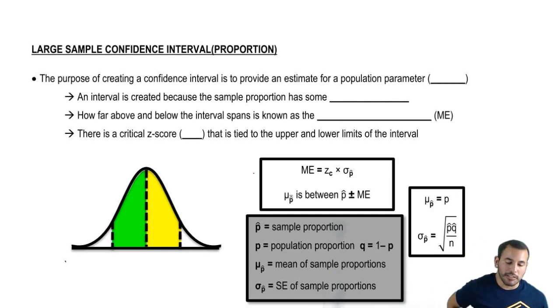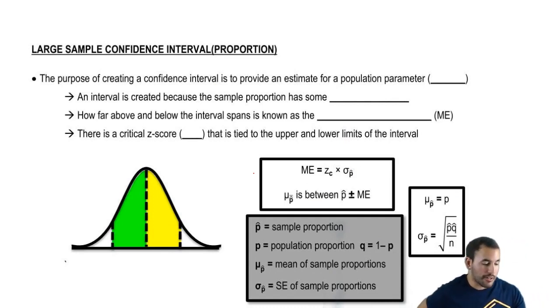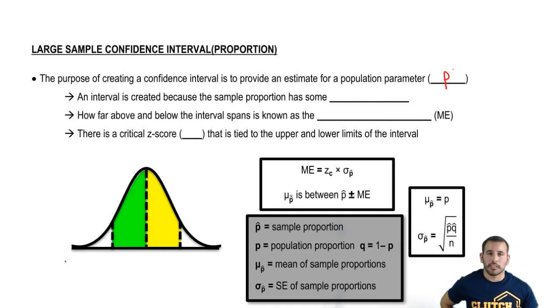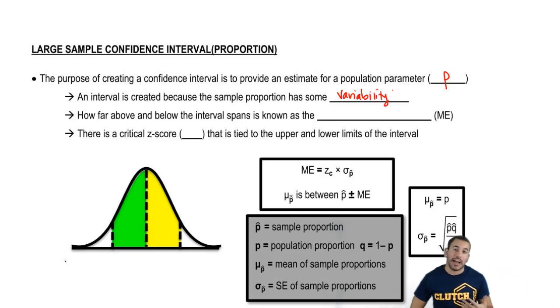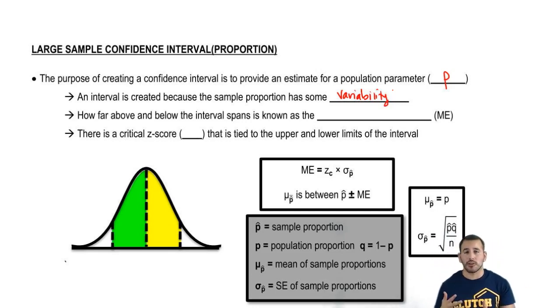The purpose of creating a confidence interval is to provide an estimate for a population parameter. In this case, our population parameter is p, right? Our population proportion. And the sample proportion has some variability, so we have to come up with an interval, because it's not always the case that you're going to have a sample proportion that's equal to the population proportion. So sometimes it's going to be higher, sometimes it's going to be lower.